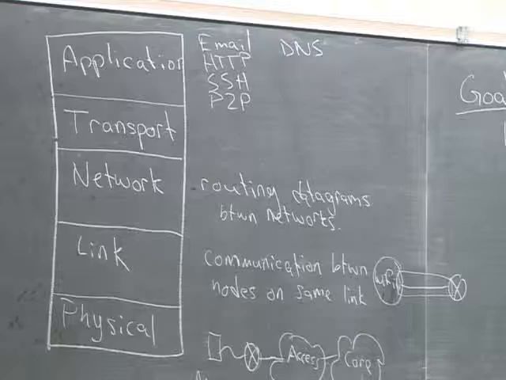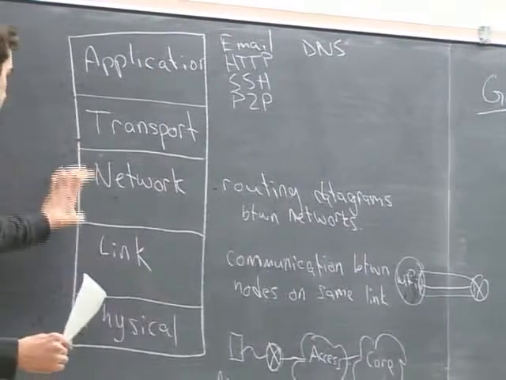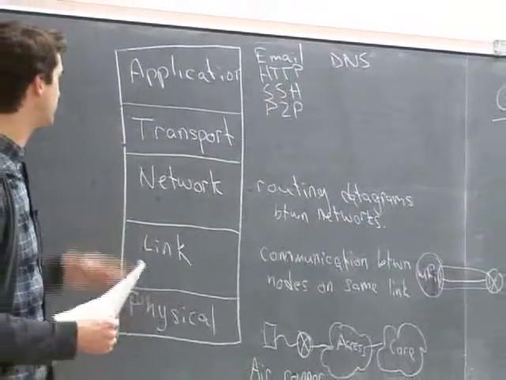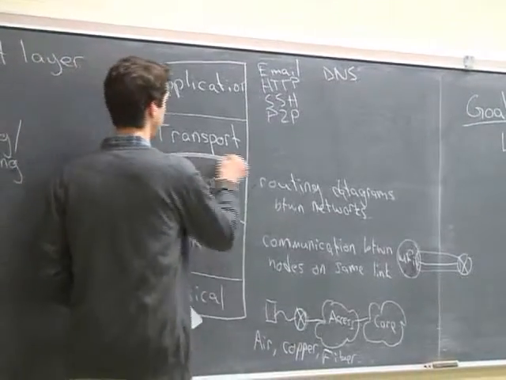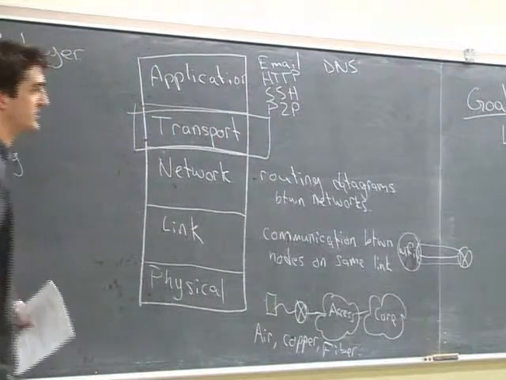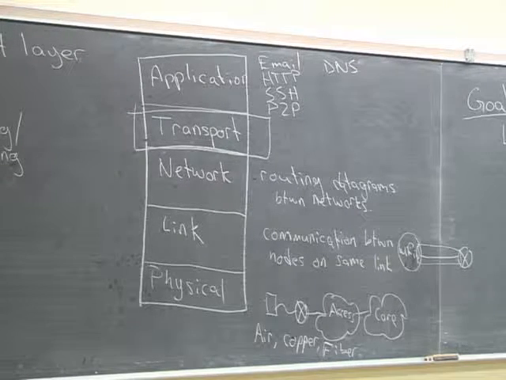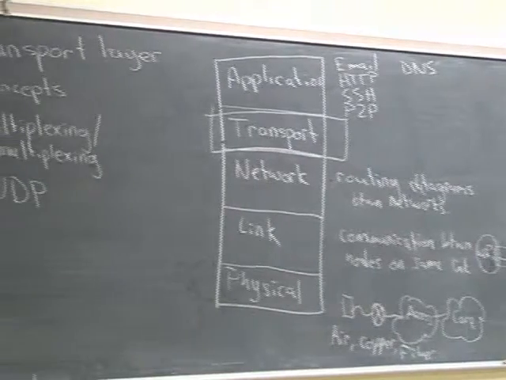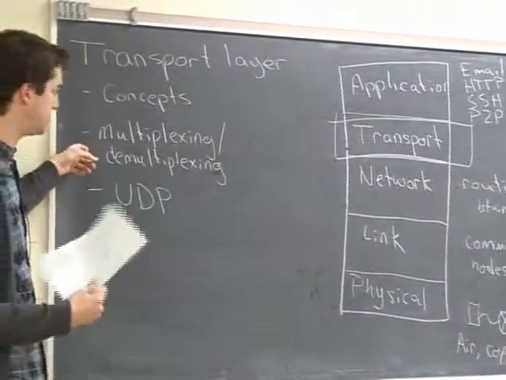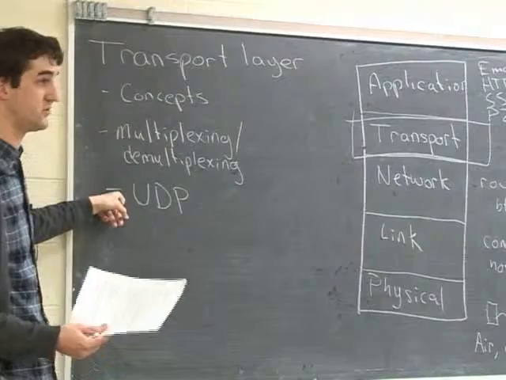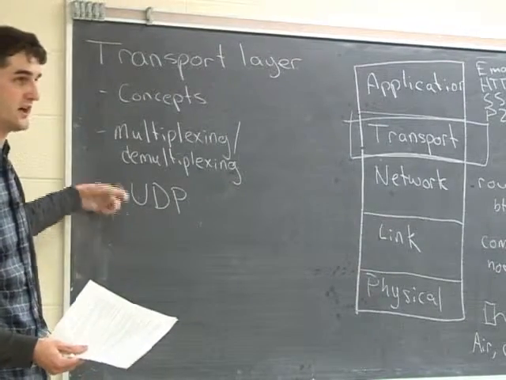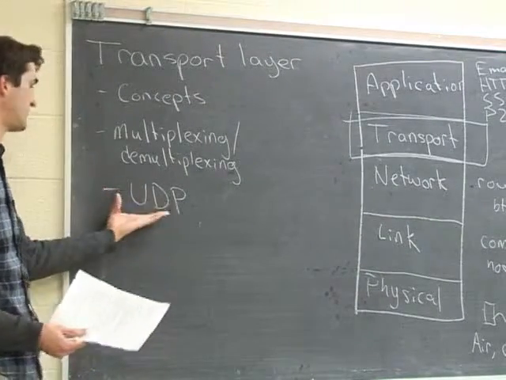Okay, so in the coming weeks, you will learn much more about the network, link, and physical layers, and the goal for the next 2 weeks is to give you the fundamentals of the transport layer. And so that's what we're going to talk about today. First, we'll go over some more of the concepts behind the transport layer, then talk about multiplexing and demultiplexing, and then introduce you to one transport layer protocol. This is the simplest transport layer protocol. It's called UDP.